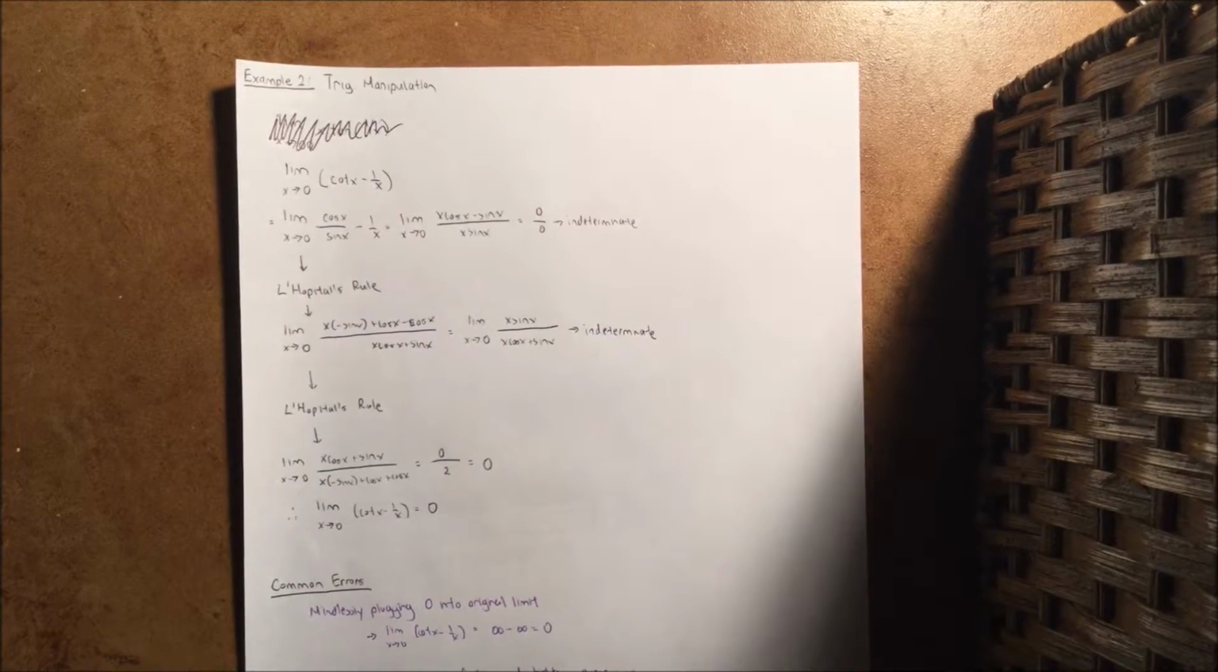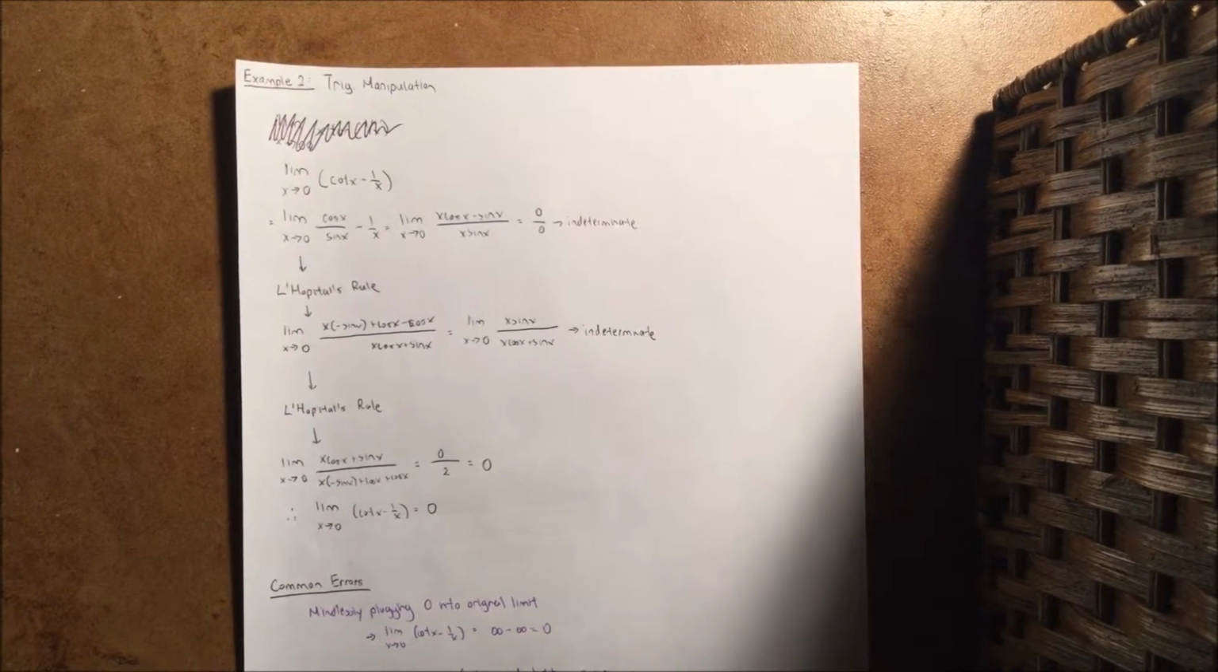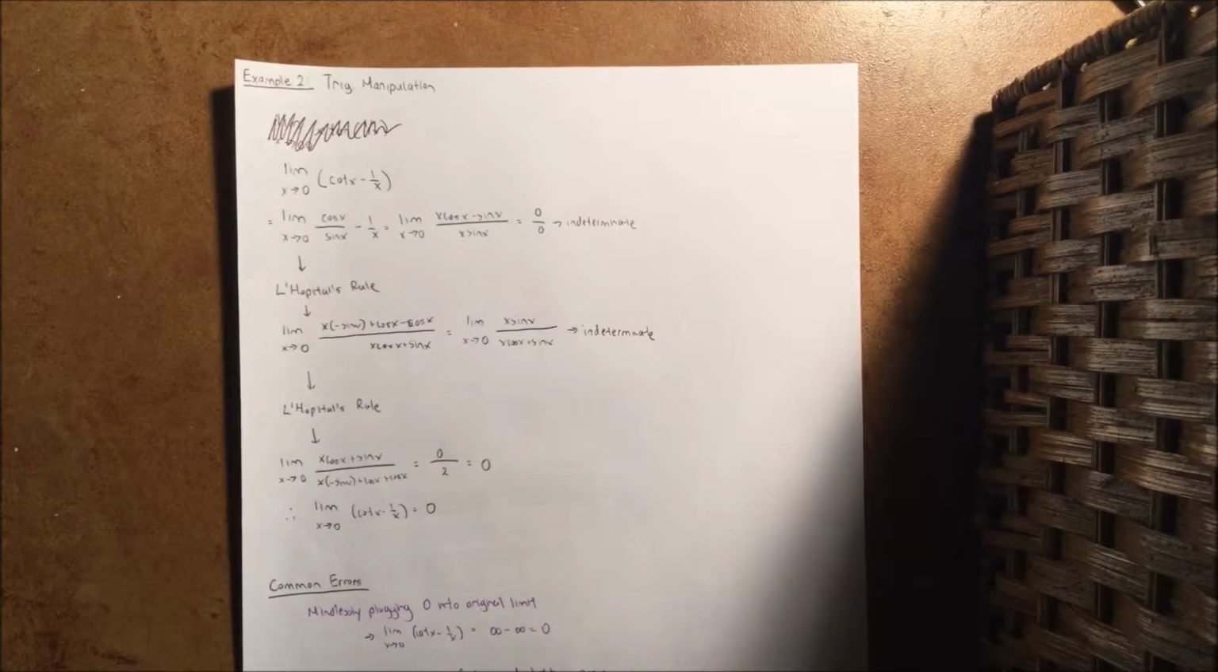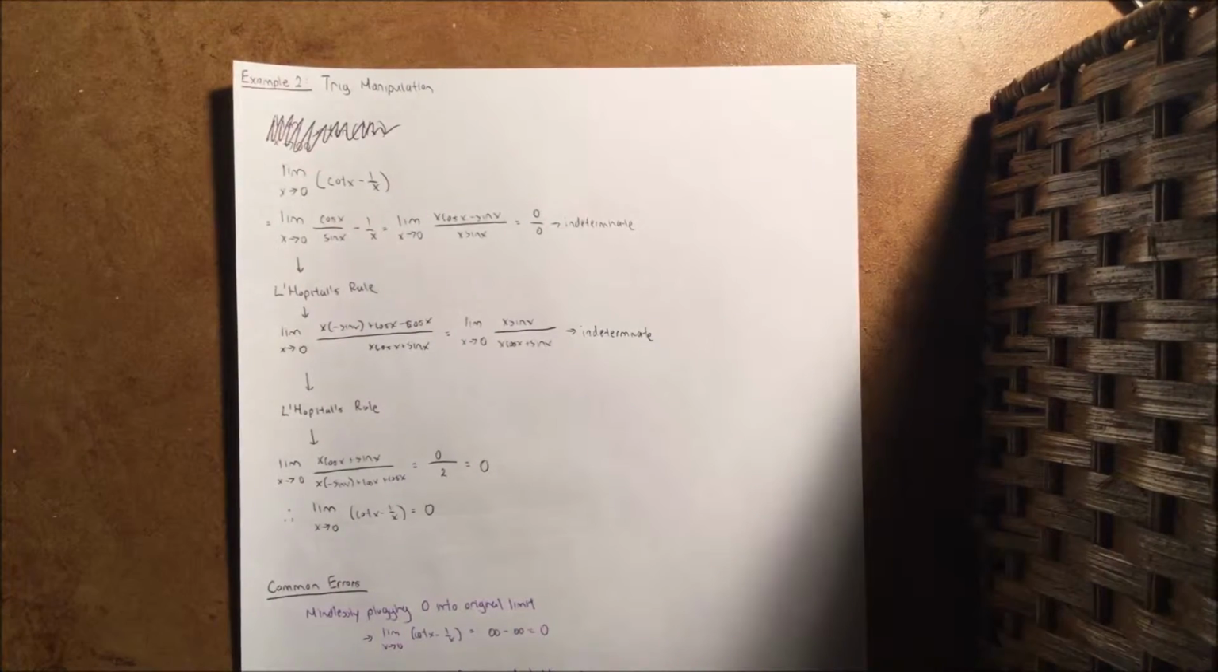Another method of exploiting L'Hopital's rule in order to better solve limits is through basic trig manipulation. Take the limit as x approaches 0 of the cotangent of x minus 1 over x. This can be simplified to cosine x over sine x minus 1 over x, which in turn can be simplified to x times cosine x minus sine x all over x times sine x, which is indeterminate.